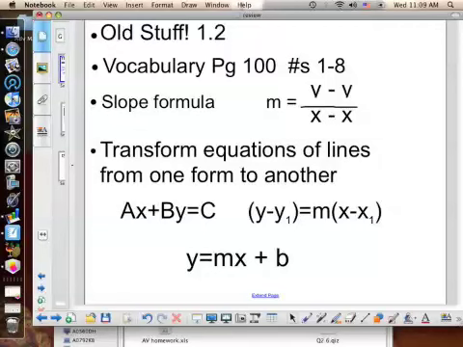It's just rearranging and making sure it looks like what it's supposed to look like. Remember, in standard form, you can't have fractions. The x term has to be positive, and everything must be reduced.